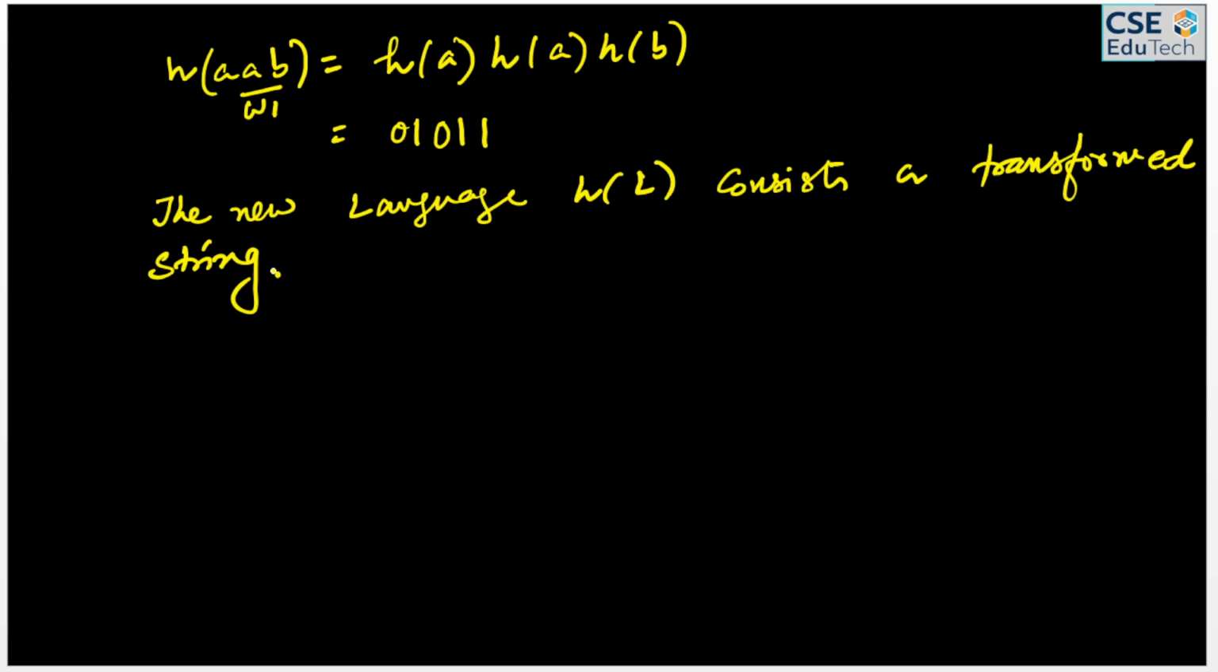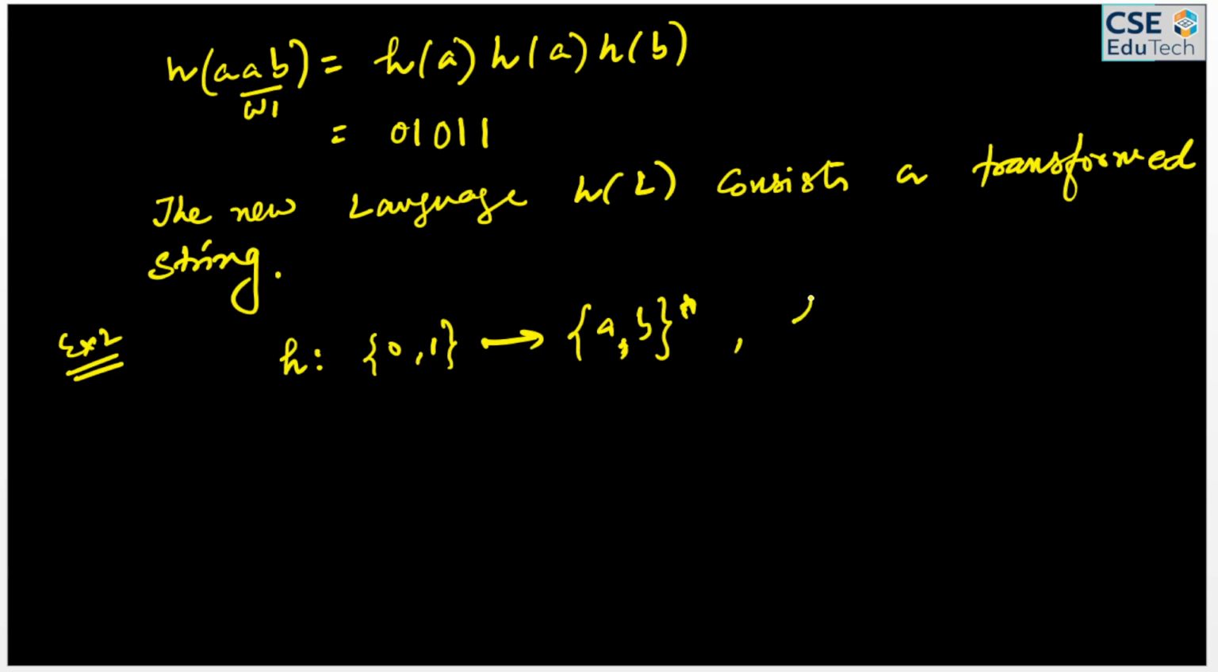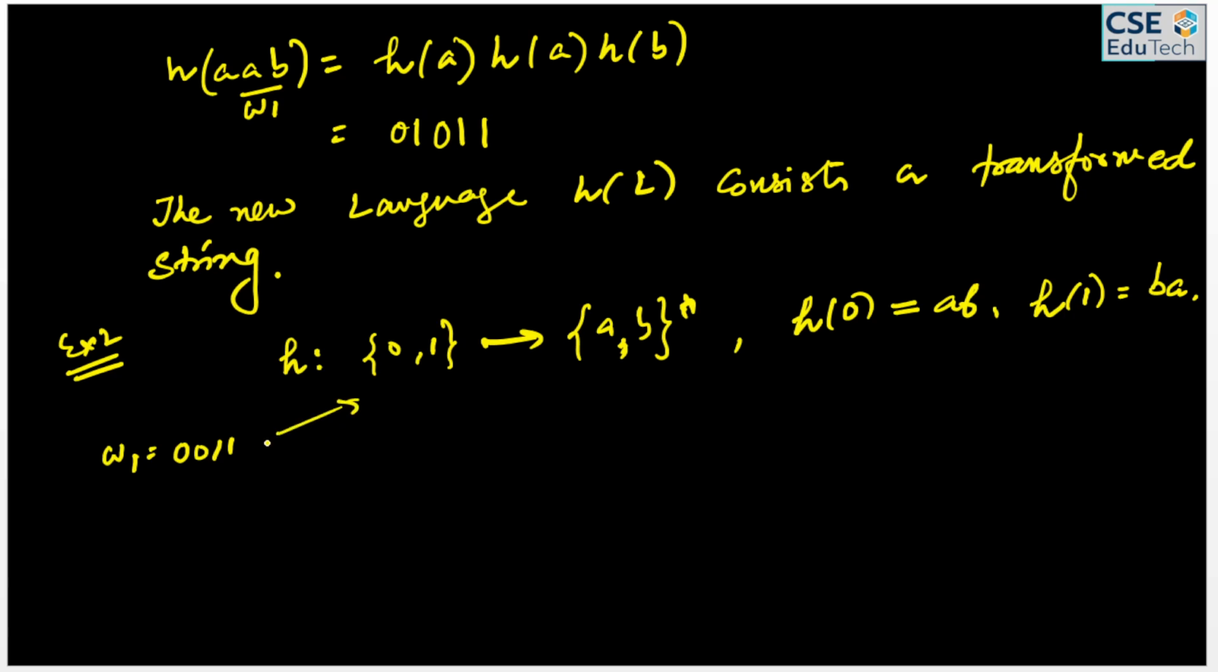Right. Another example we give. Suppose the homomorphism is defined as 0, 1 to {A, B} star. We can write 0 or star, or we can also write sigma to sigma star, which is also justified. Where H of 0 is defined as AB and H of 1 is defined as BA. Then suppose the string W1 is equal to 0011, which is a string accepted by the automata and it belongs to sigma star.